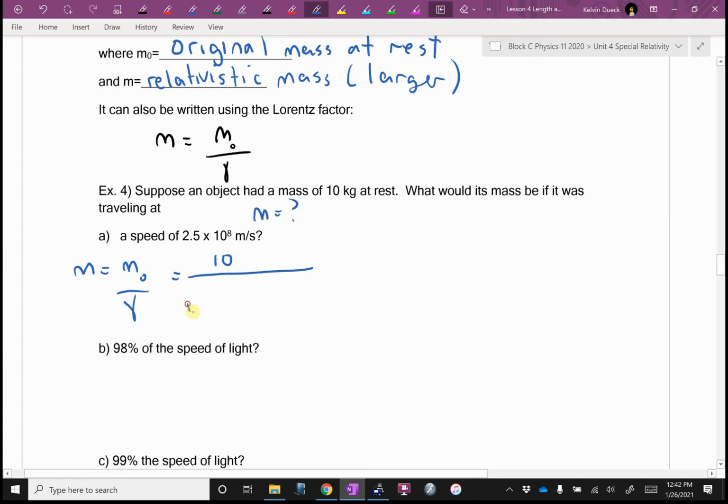I'm actually going to have to go square root of 1 minus, and then in brackets, 2.5 times 10 to the 8th over 3 times 10 to the 8th, squared. Please remember I did give you the speed of light on your green sheet in the relativity section. It's there.